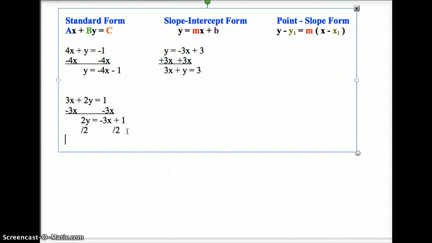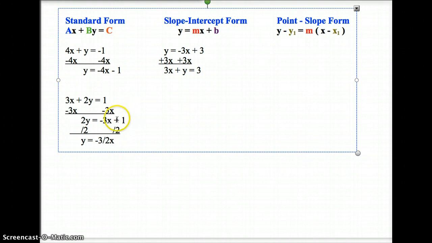The reason I did that is because we're not just dividing the negative 3x by 2, but we're also dividing the positive 1 by 2. So you're going to notice on the left side of the equation, 2 divided by 2 is 1, or 1y. So we finally got that to the point where we want it. A negative 3 divided by a positive 2 is a negative 3 halves. So there's our slope.